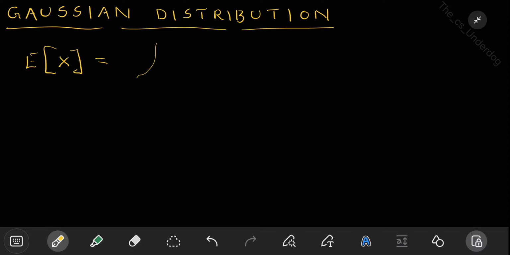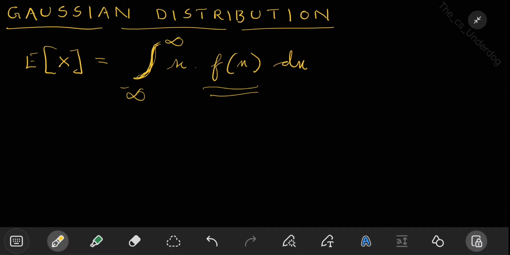It is integral from minus infinity to infinity, that is over the complete range of values. What do you want to do? You need to do x into f of x dx, right? This is how you find the expectation. So here f of x, in the sense the probability density function, that is what I meant by f of x here.